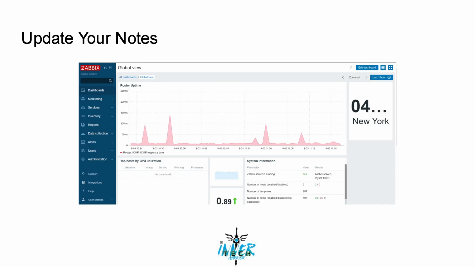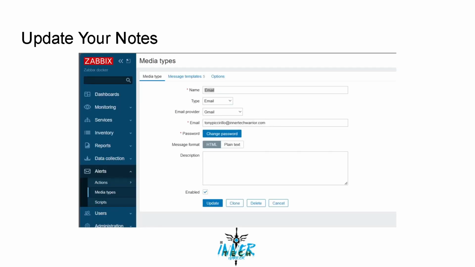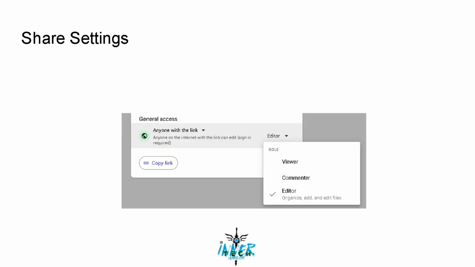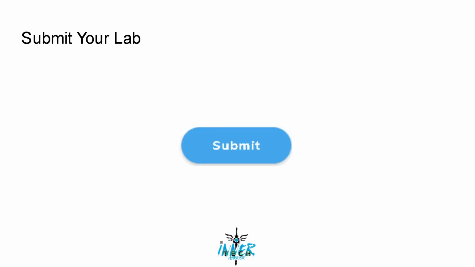Now take screenshots of your Zabbix dashboard with the router uptime graph and the alerts, email, media type, Google email page. Place the screenshots in the work documentation file in your Google Drive folder. After that, share the Google Drive folder where you placed the work documentation file for this lab. Make sure it has the anyone with a link can organize, add, and edit access. Then submit the lab for review. If you don't know how to submit the lab, refer to the instructions in the lab's intro video section of this program. After that, you can move on to the next lab.